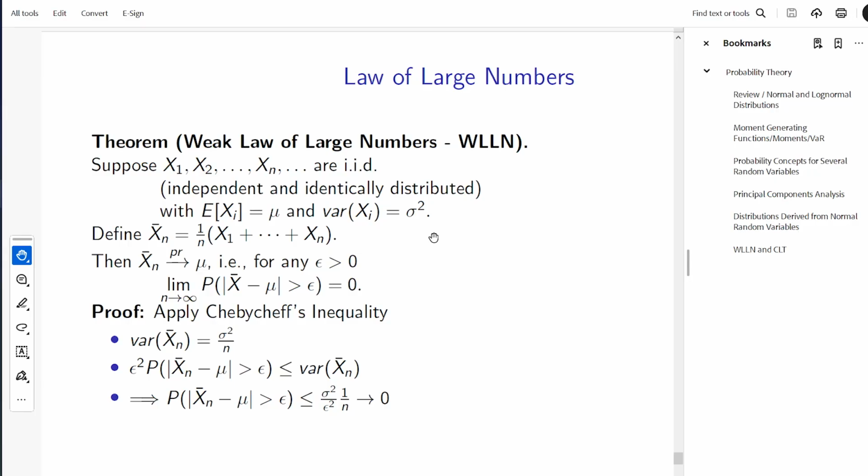So the larger the sample size in the mean, the closer the sample mean will be to the true mu parameter. But what's important from probability theory is how we characterize convergence of random variables. Convergence in probability to a constant means that the probability that the absolute deviation from mu exceeds epsilon goes to zero. And this result can be proven with Chebyshev's inequality.